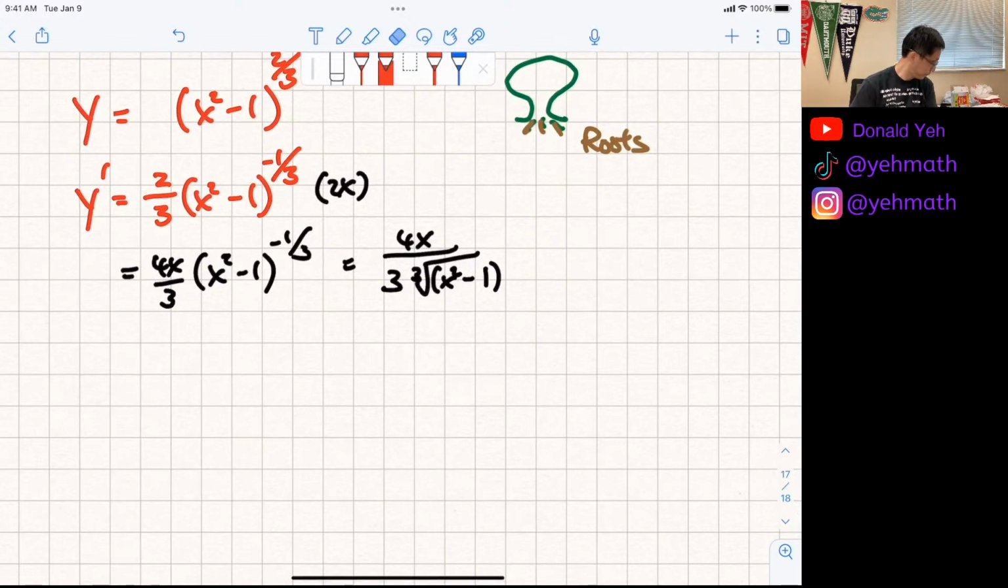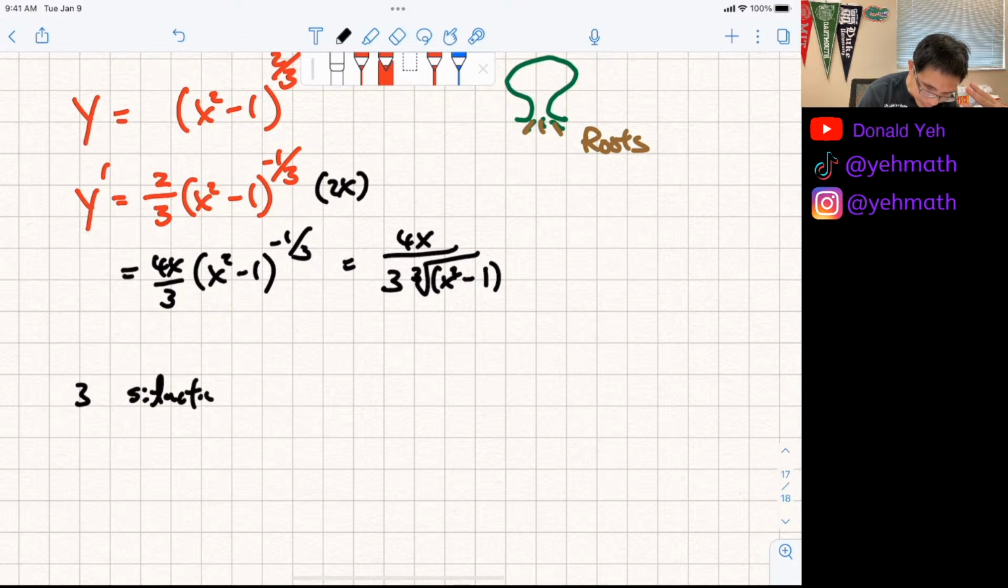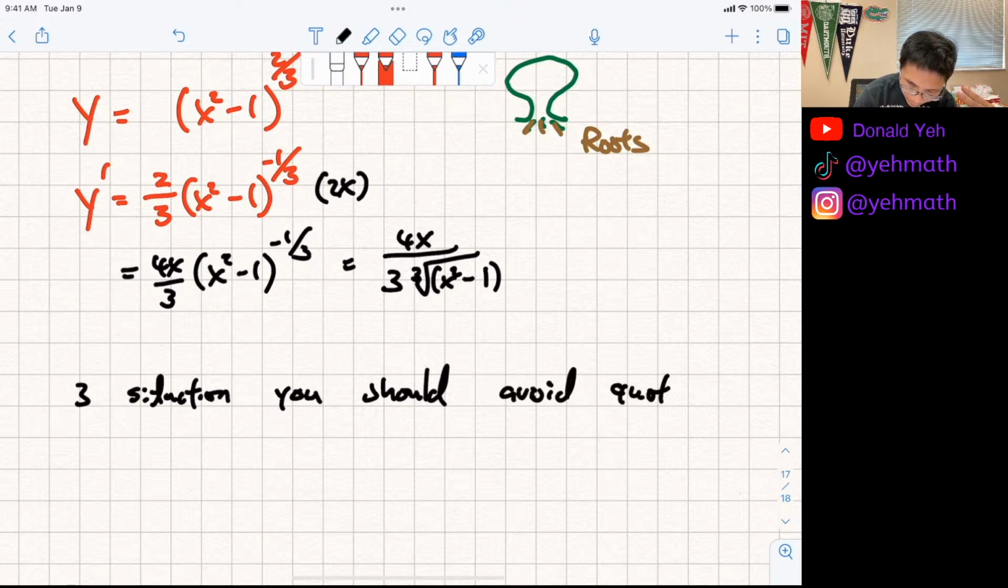Now, I'm going to tell you there are 3 moments you should avoid the quotient rule on your test. What are the 3 situations? So 3 situations you should avoid the quotient rule. What are the 3 situations?